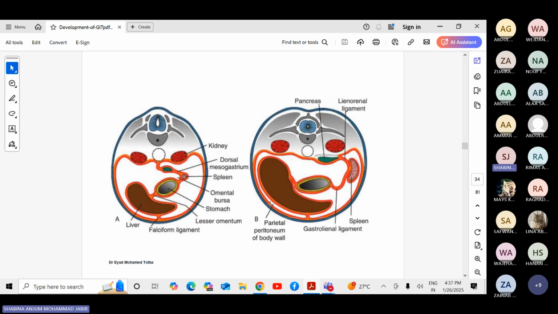So again, you can see these are the same pictures to make it more clear. So these ligaments again, I will not repeat, but here you can see this is the lesser sac, which is behind the liver and stomach, here, this area.